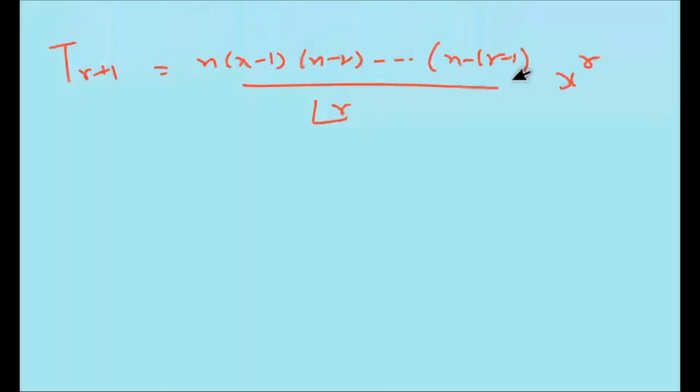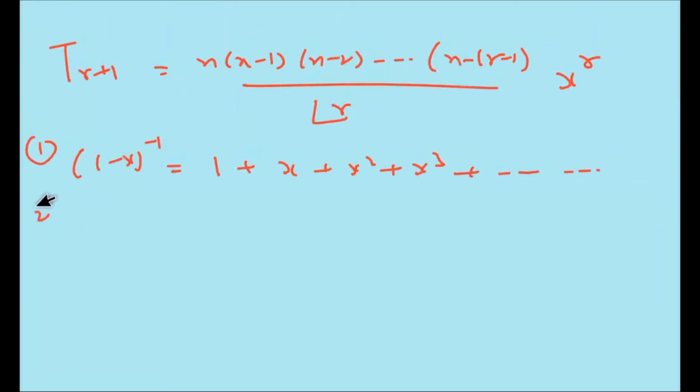So you should have understood this for any index, right? Using this we can learn the following series: 1 minus x to the power minus 1. Using this formula we will get 1 plus x square plus x cube plus dash dash dash. Okay, so students, you have to learn this.